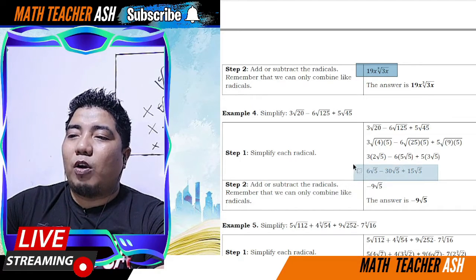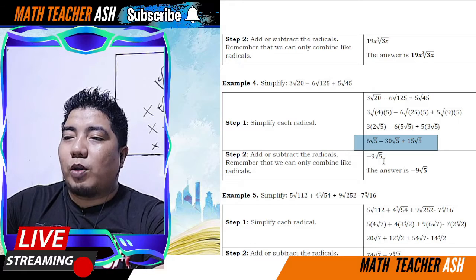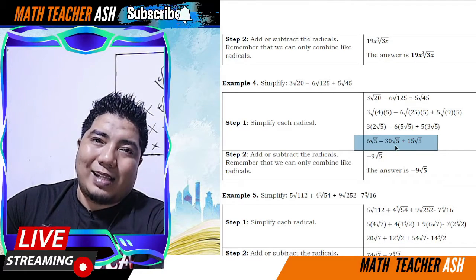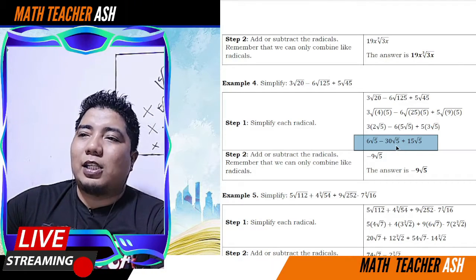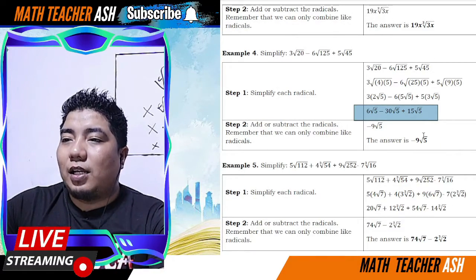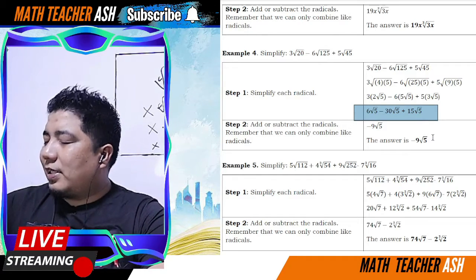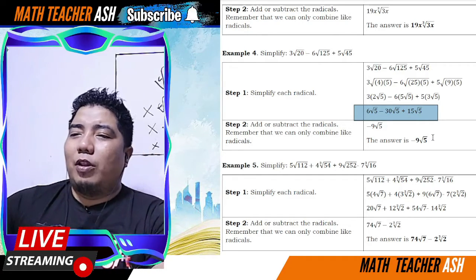And now, they have all the same radicands. So, what you will do is you copy the radicand, square root of 5. And then, 6 minus 30, that is negative 24. Negative 24 plus 15, that is negative 9. Okay, so the answer is negative 9. Easy, right? Yes, easy lang talaga, my dear math learners.